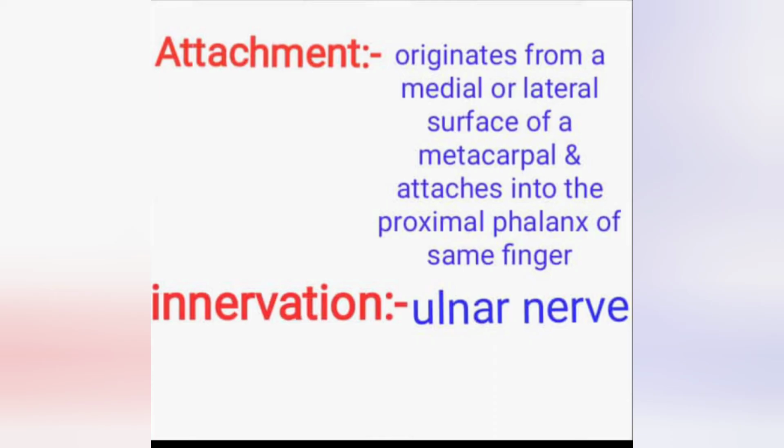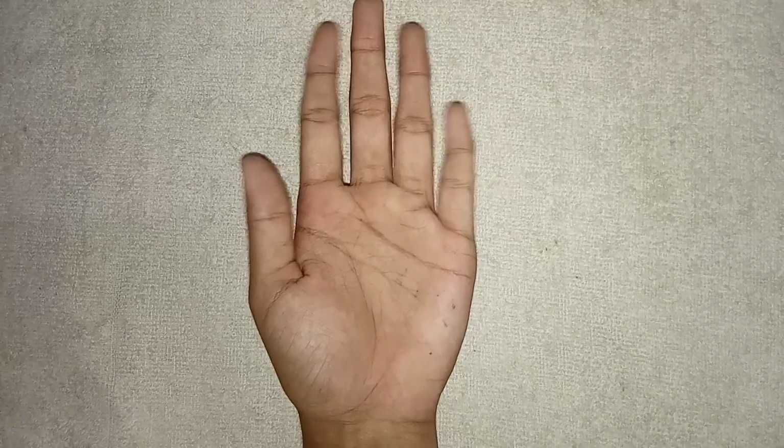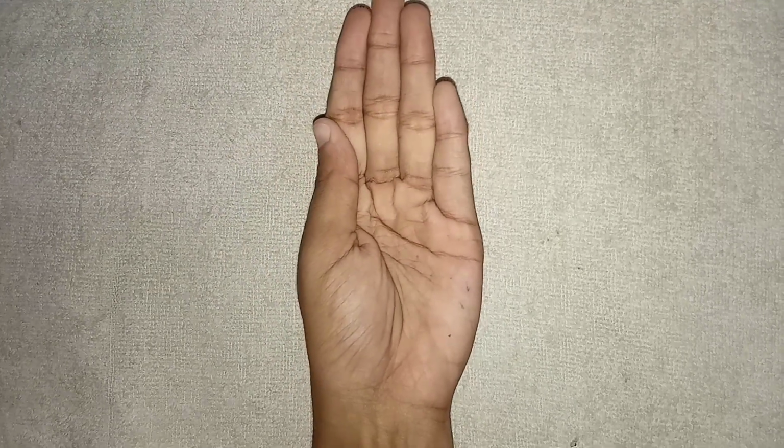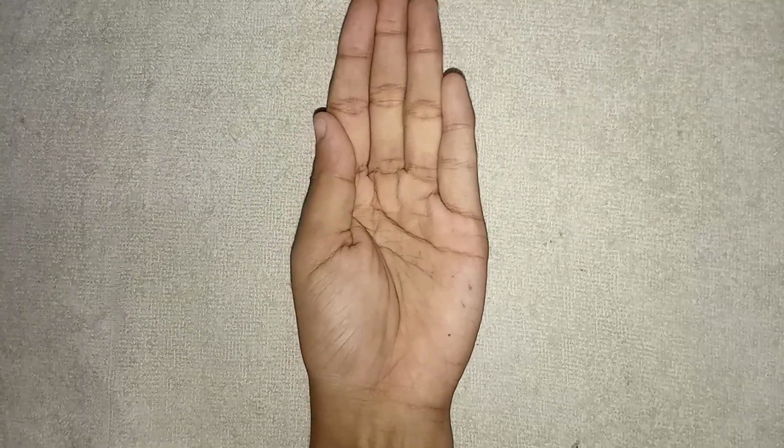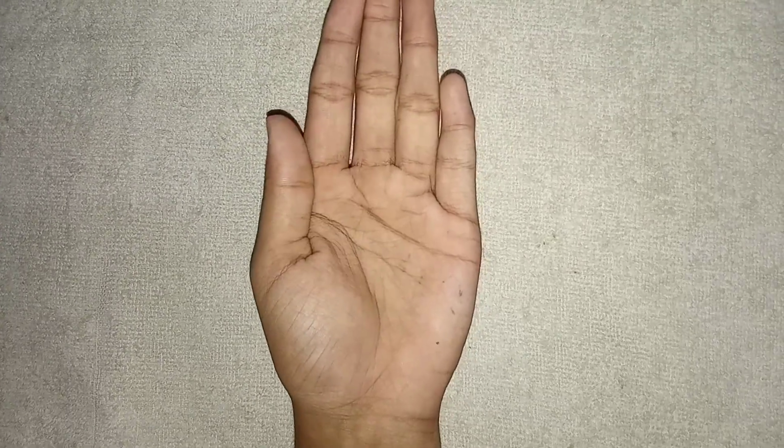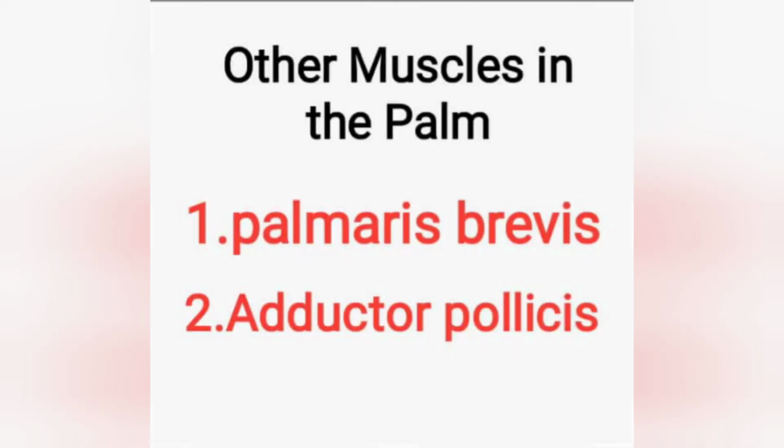They originate from the medial or lateral surface of the metacarpal and attach into the extensor hood and proximal phalanx of the same finger. Their nerve supply is by the ulnar nerve. Now this is the action of palmar interossei, adduction. There are 2 other muscles in the palm, palmaris brevis and adductor pollicis.